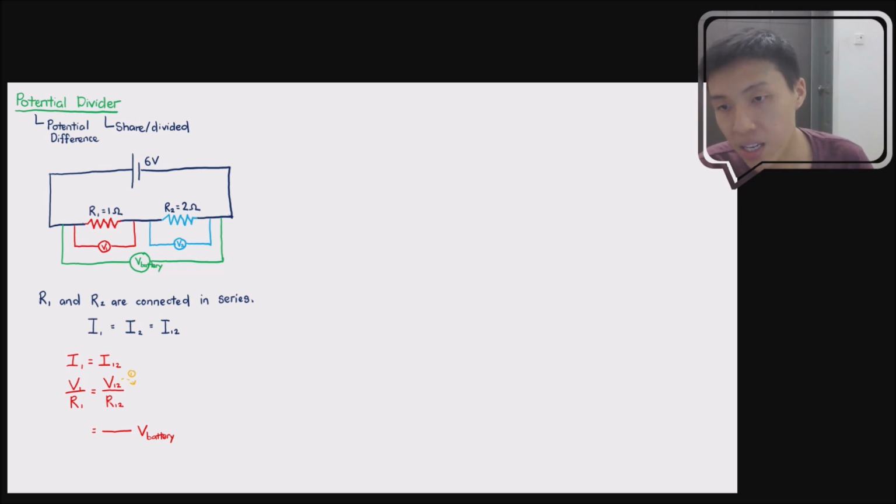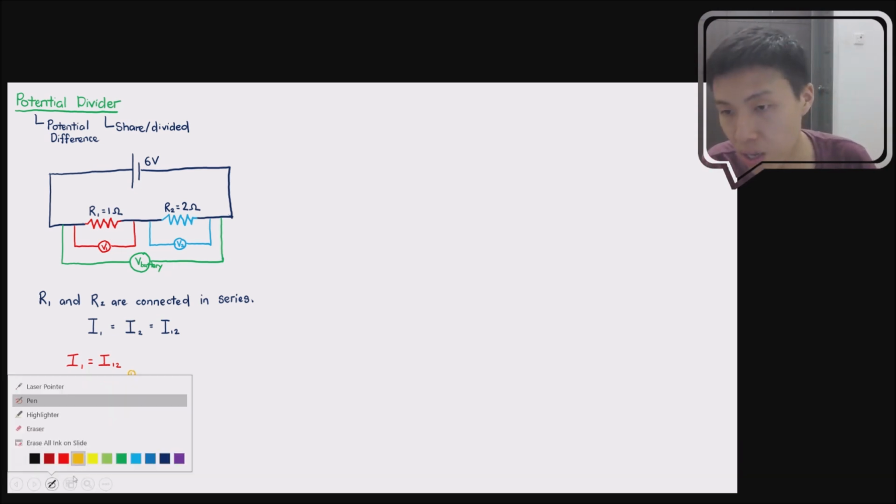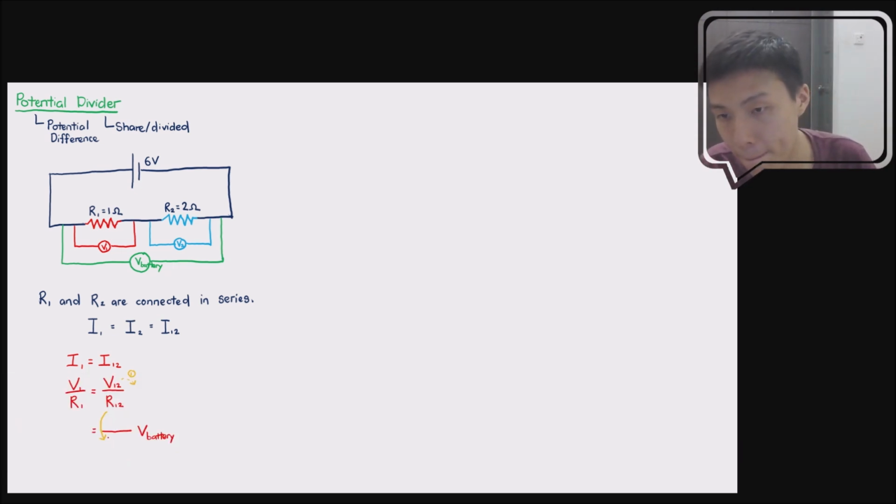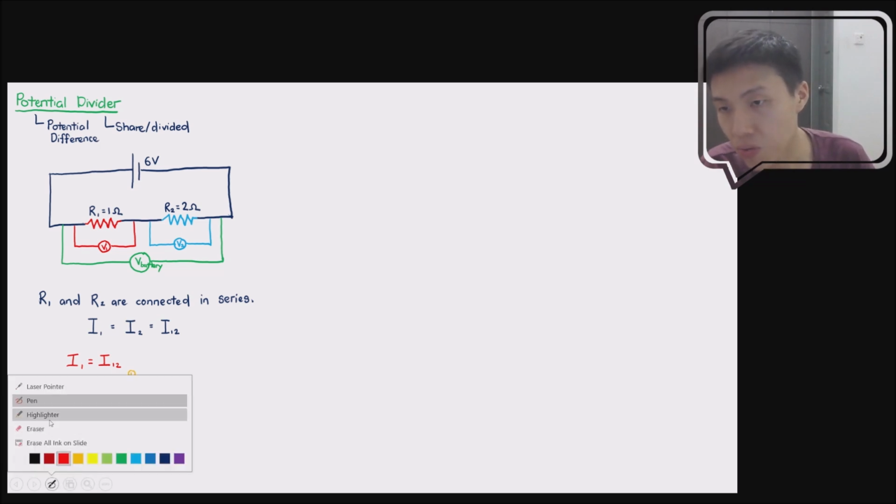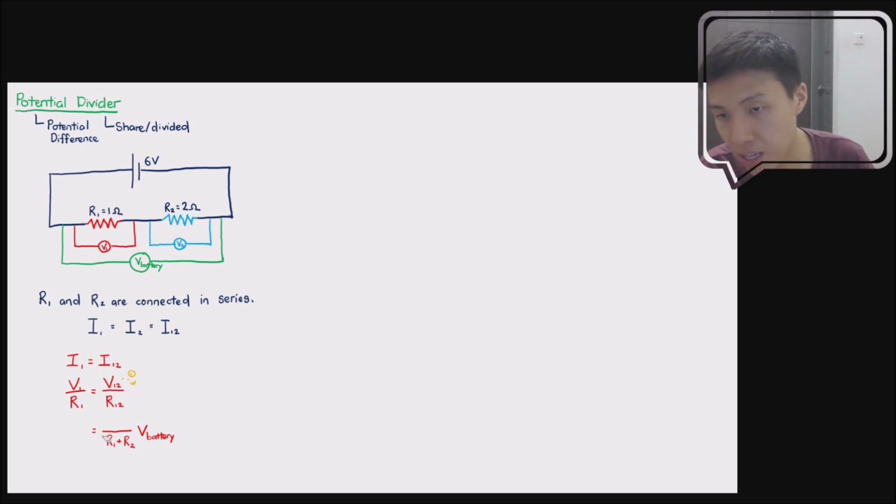The second thing that I do is I would like to expand R12. Okay, what do you mean by expand R12? I know that R12 is a combination of R1 and R2, and because R1 and R2 are in series, we can just combine them by a normal addition, right? So that's why R12 is just R1 plus R2. Okay, so that's the second thing that we do. Okay, this should be in dotted line.